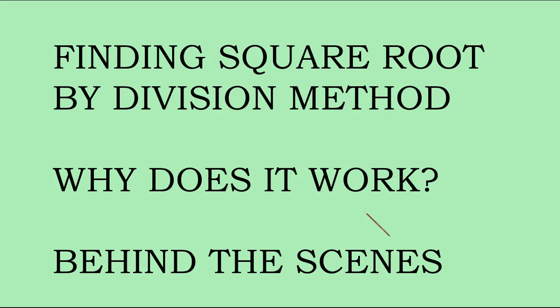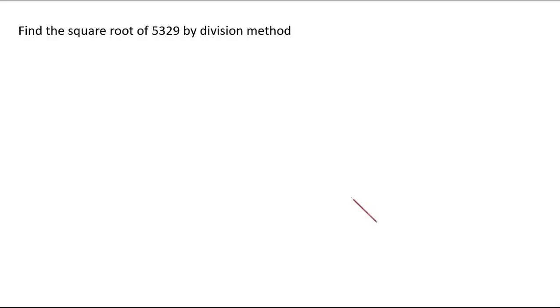In this video, we are going to see what is the logic behind finding the square root by division method. So why does this particular method work? Before we start to understand, let us have a recap of finding the square root of 5329 by division method.